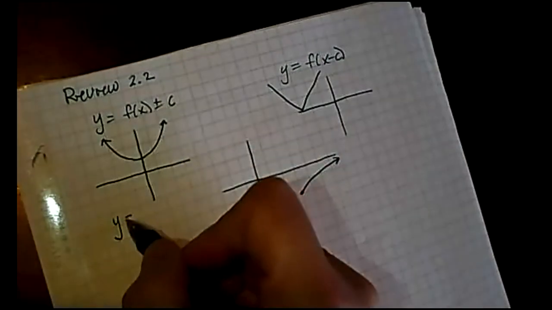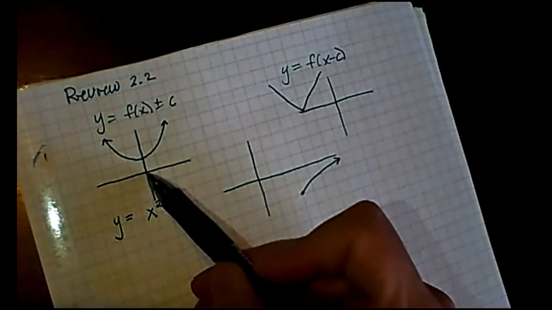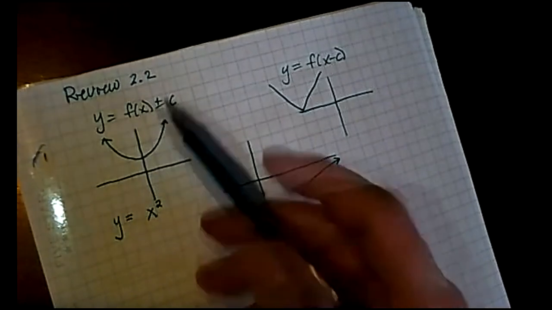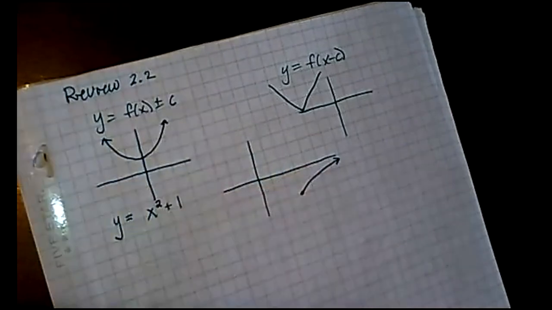So y equals, so this graph is a parabola, right? A quadratic function, which is x squared. So that's going to be an x squared. Now, what kind of translation do I have here? What did I do? Because it starts at 0, 0. And I just moved it up 1, right? So that's going to be plus 1. And that's all it is.